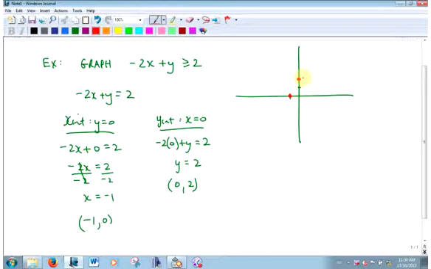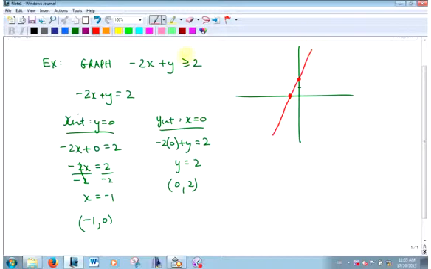Next thing we need to determine, do I want to make this a solid line or a dashed line? You agree, Megan? With the one who is right? Dashed, solid. Tristan? It's equal, solid line.